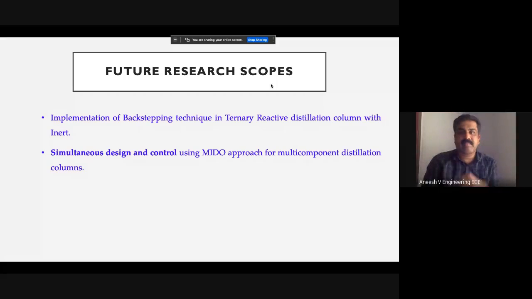But now, the implementation of the backstepping technique in a ternary reactive distillation column with inert, simultaneous design and control using the MIDO approach, all these things are still yet to be explored. So it's a vast area. You people can explore using the backstepping technique and simultaneous design and control.